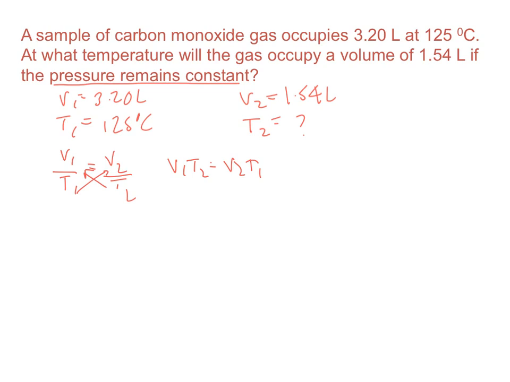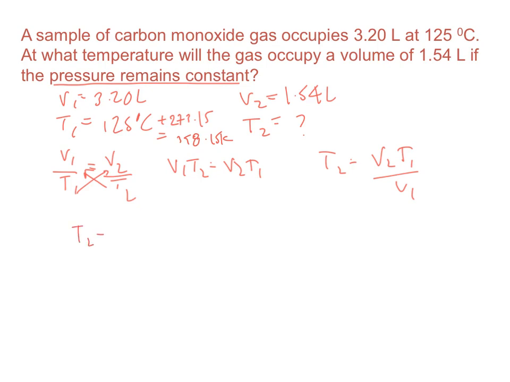Get T2 all by itself. T2 is going to equal V2 T1 divided by V1. We can take our variables and make sure that they are in the correct units. If we check our volumes, we're in liters and liters, so those work out. Our temperature, though, is still in degrees C. And like we've said earlier, if temperature is involved in the calculation, you must convert it to Kelvin. So we're going to add 273.15, and this is going to give us 398.15 Kelvin. So we can now plug our numbers in.